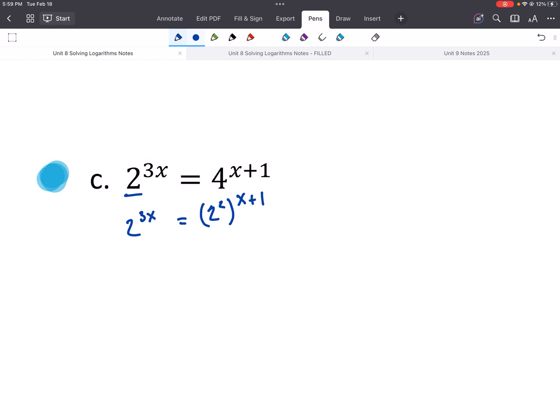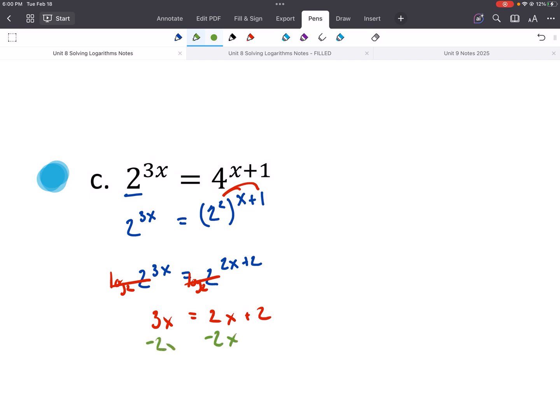So watch carefully on this one, because when we have an exponent on an exponent, we multiply those exponents. So this will become 2 to the 2x plus 2. It's like the distributive property. So 2x plus 2. Now we can have a common base of 2, so we can do log base 2. So 3x is equal to 2x plus 2. And then we'll just have 2 steps. We'd subtract 2x. So x equals 2. I guess it's just one more step, okay?